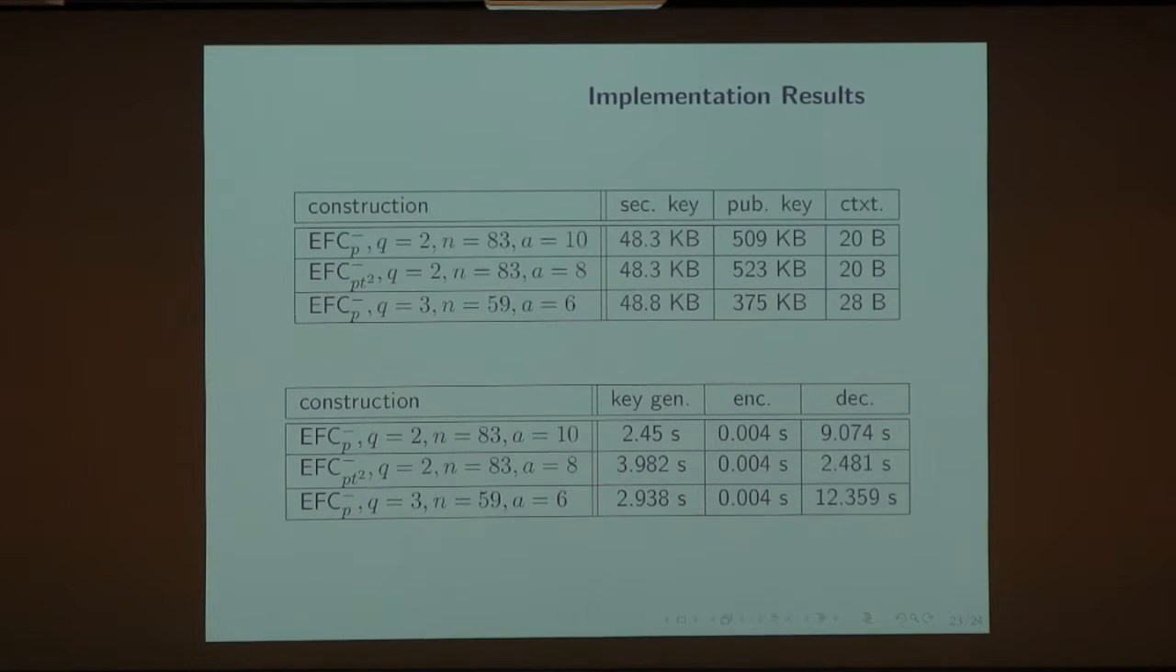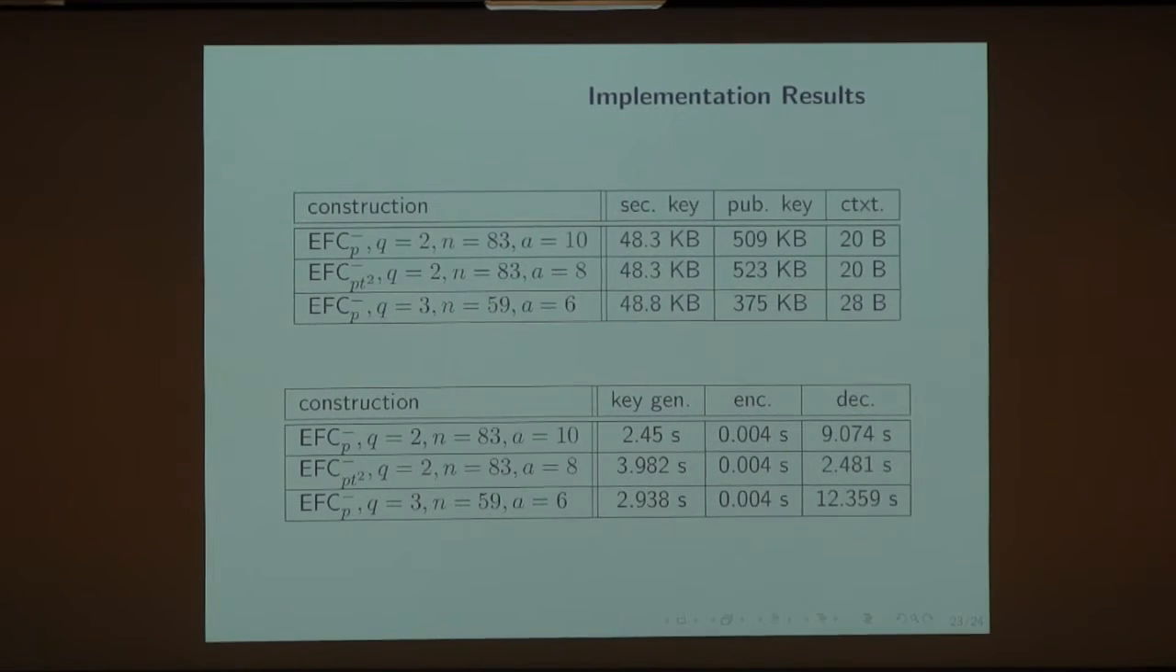So, implementation results, it's worth mentioning that encryption is really, really fast. On the other hand, decryption is not so fast. In the case where we use the Frobenius tail and we drop 2 fewer polynomials, decryption is almost 4 times as fast because we have to guess 2 fewer bits. Also, the public key is rather large.